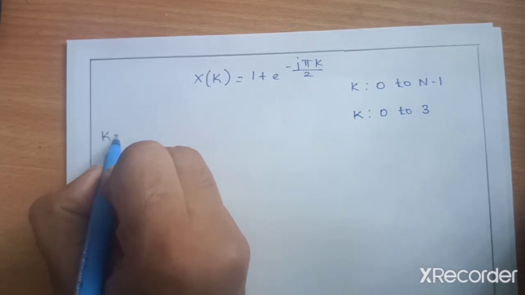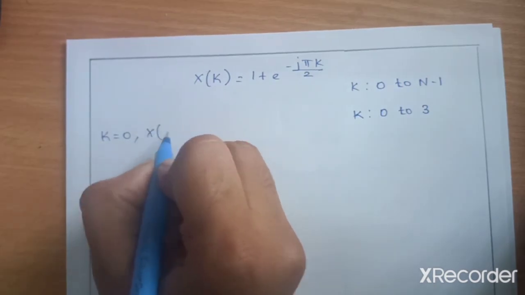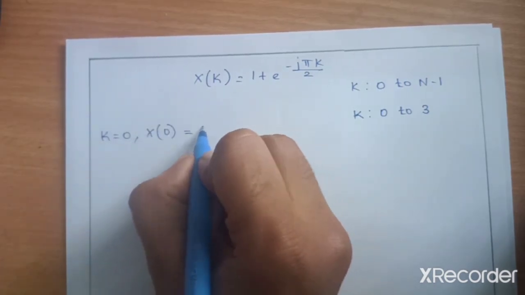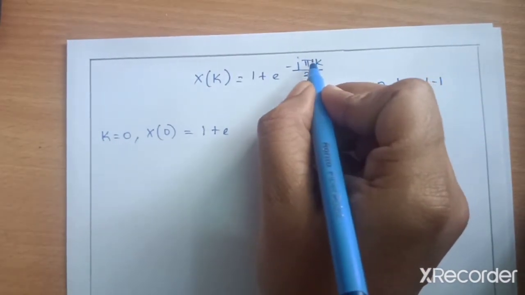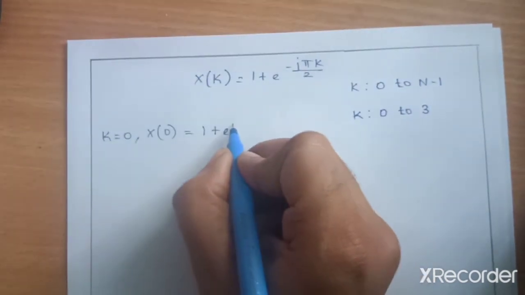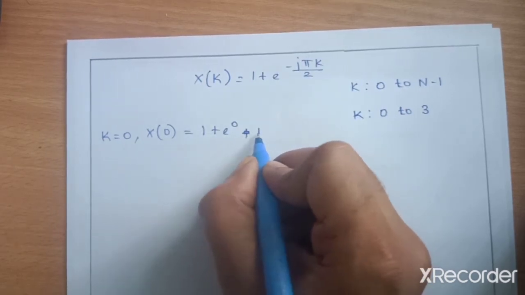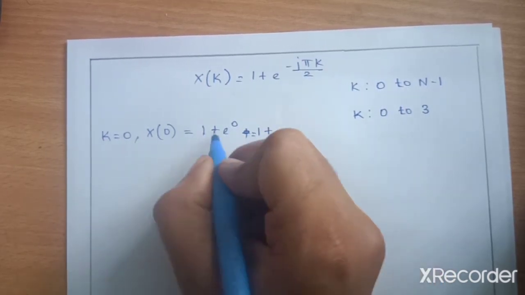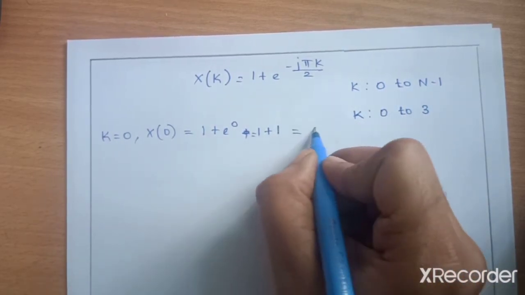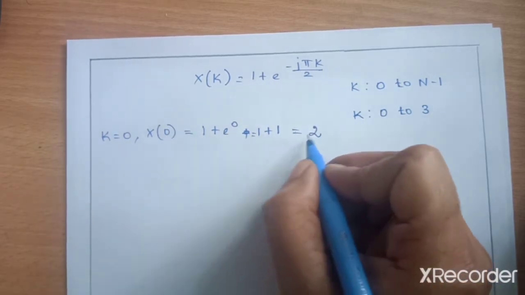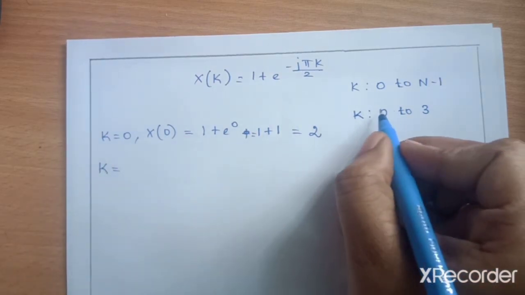First you have to substitute the value of k as 0. So X of 0 is equal to 1 plus e power, you substitute k as 0, so the whole term will become 0. So 1 plus e power 0, and e power 0 will be 1. So 1 plus 1 is equal to 2. So X of 0 value will be 2. Next you have to substitute the value of k as 1.